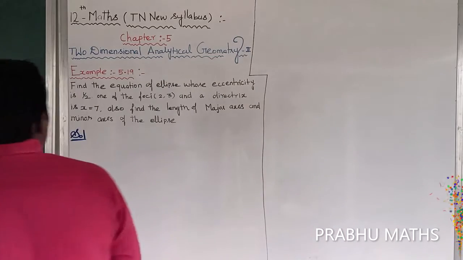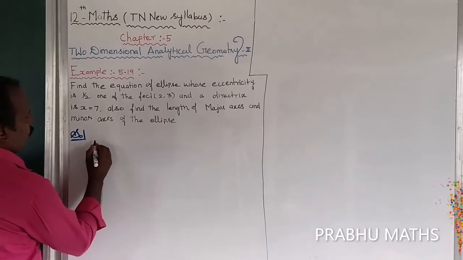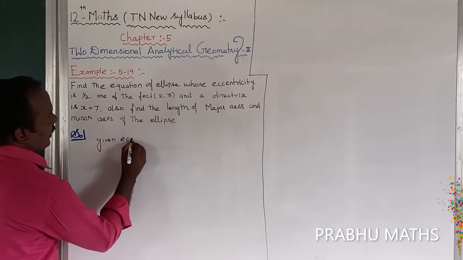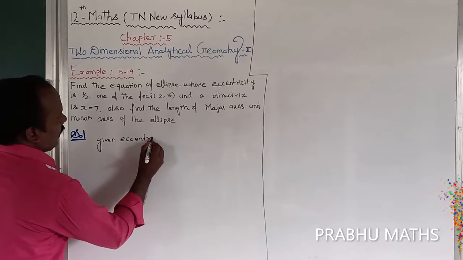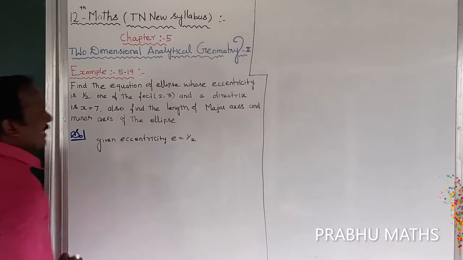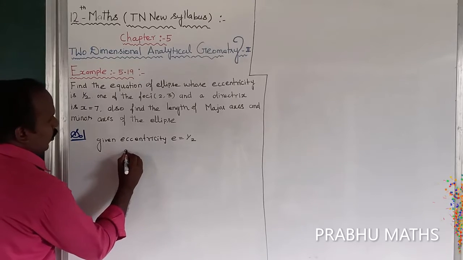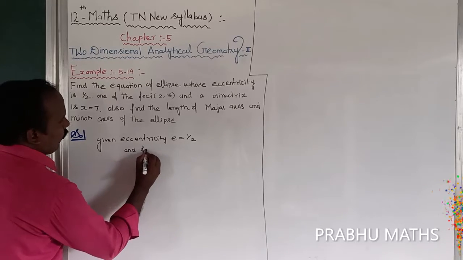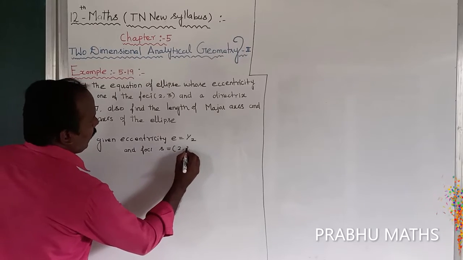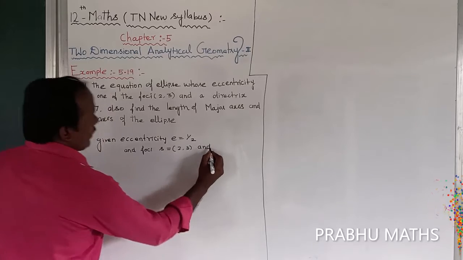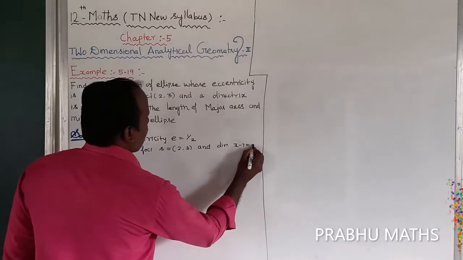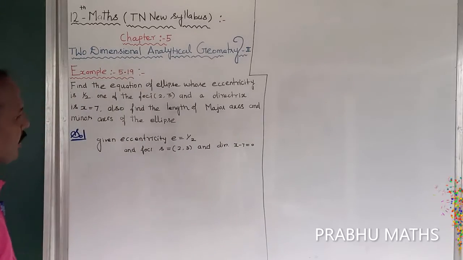First of all, the given information: the eccentricity e is equal to 1 by 2. The focus, that is called S, is (2, 3). And the directrix is x minus 7 equal to 0. That is the given information.